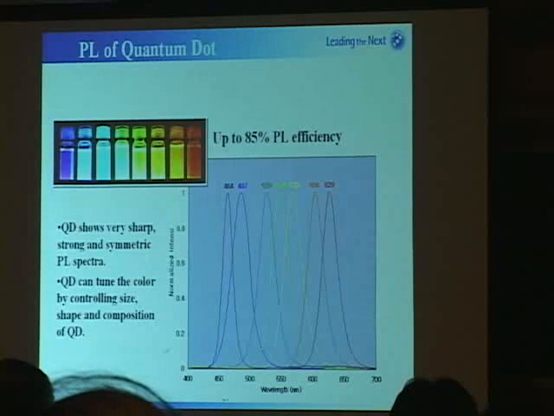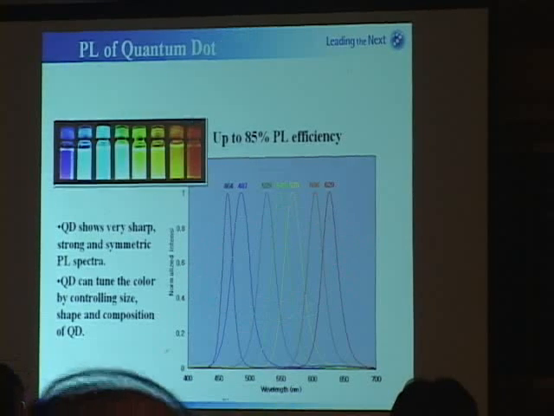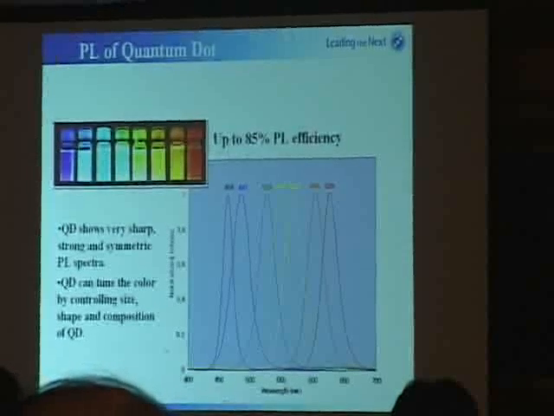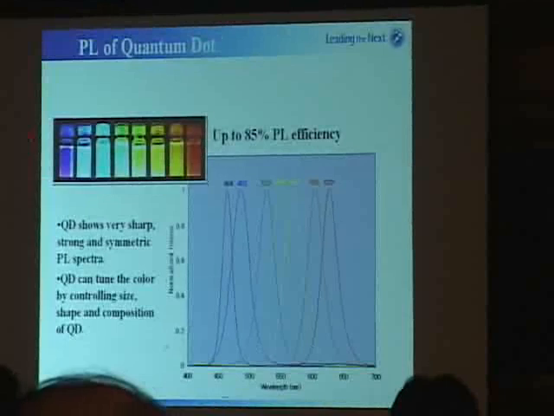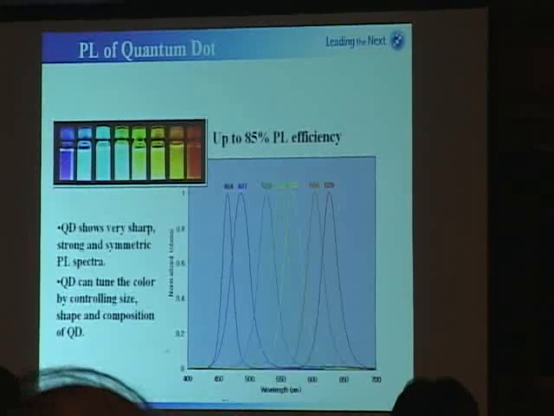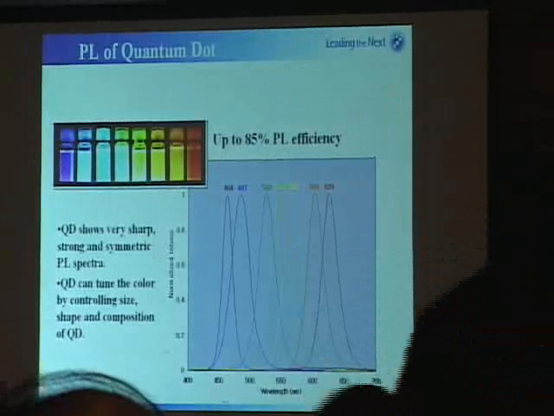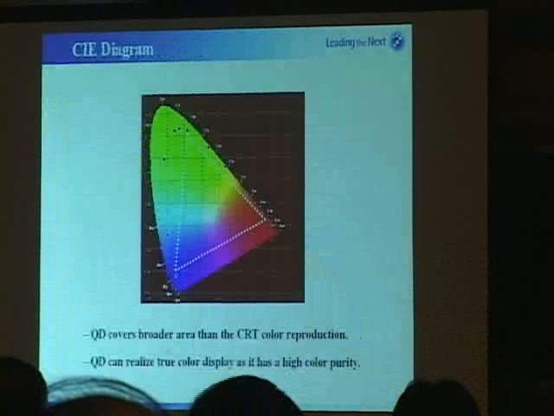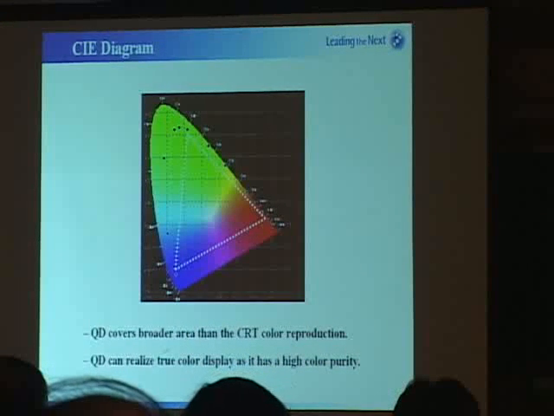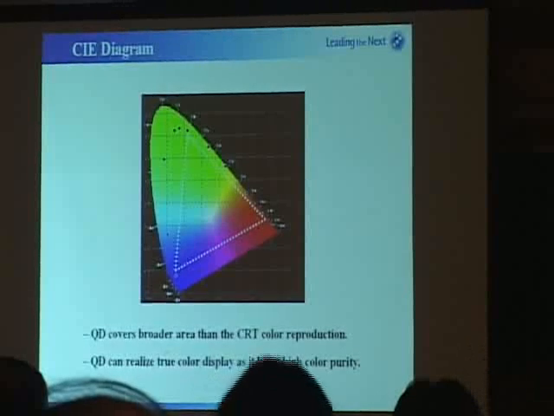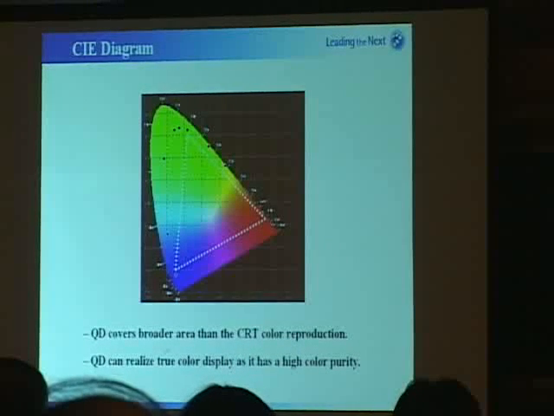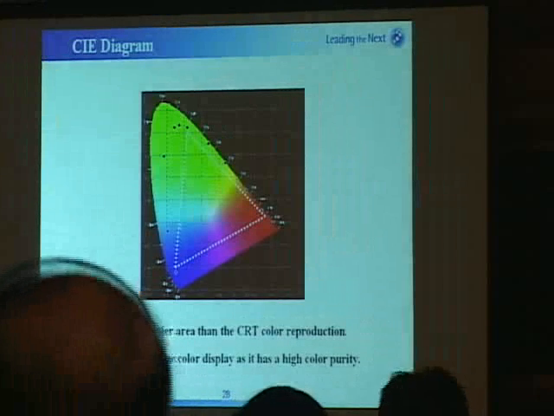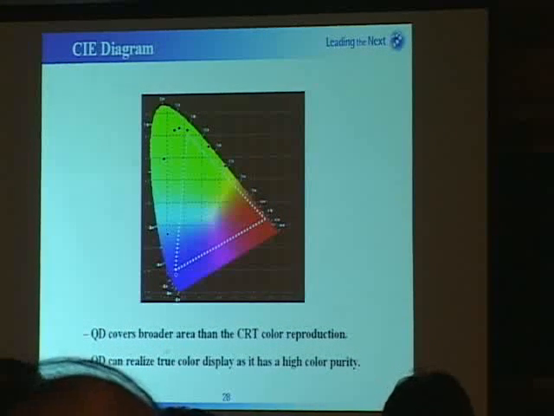As shown in this picture, the quantum dot shows a very sharp, strong, and symmetric PL spectrum. And the quantum dot can tune the color by controlling the size, shape, and composition of the quantum dot. Also the photoluminescence efficiency of the quantum dot is very high. The quantum dot covers a broader area than the CRT color reproduction. So the quantum dot can realize a true color display as it has high color purity.